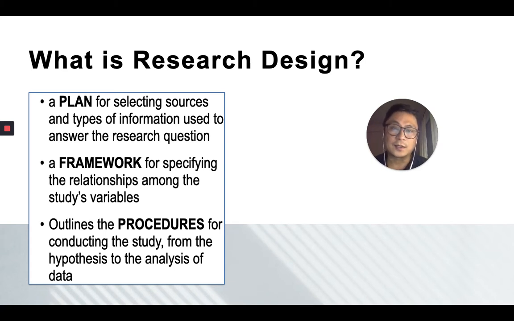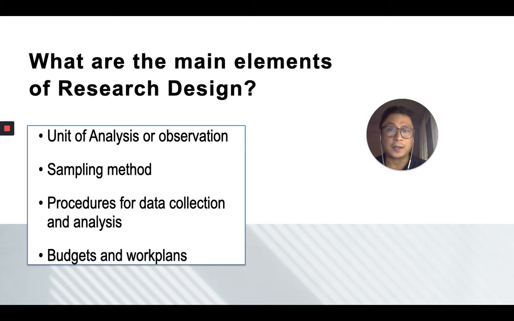So what are the parts of the research design? The main elements of the research design are, one, your unit of analysis or observation. So the question there is who or what are we studying? Okay? And then sampling method. So how are we going to select, how are we going to identify our subjects for study? And then procedures. Okay? How are we going to collect the data and how are we going to analyze the data? And then the last element, budgets and work plans. How are we going to address our time and cost constraints?